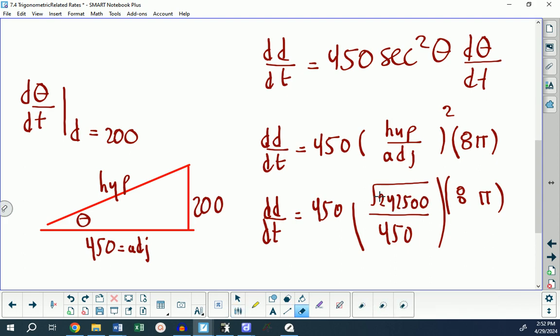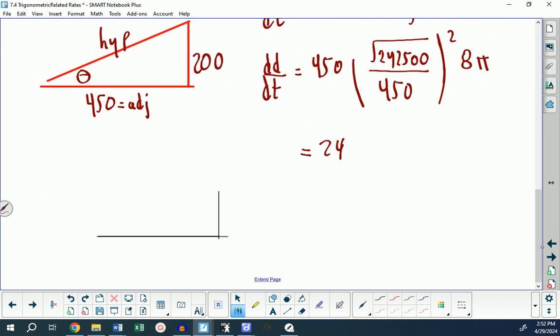Now, why don't we care about simplifying that? Because this is squared. So who cares? It's all going to become rational in a second, except for the 8 pi, of course. The other thing to note is we're going to get 242,500 after squaring the square root. And we're going to have over 450 because the 450 in this denominator is squared, which gives us 450 times 450, but we're multiplying by a 450 up top here, and then it's 8 pi.